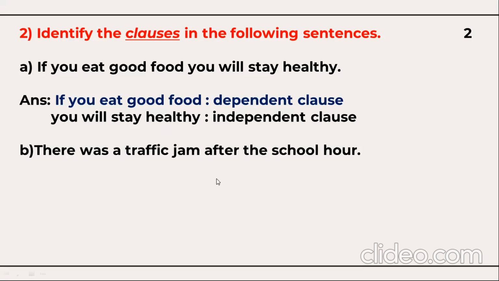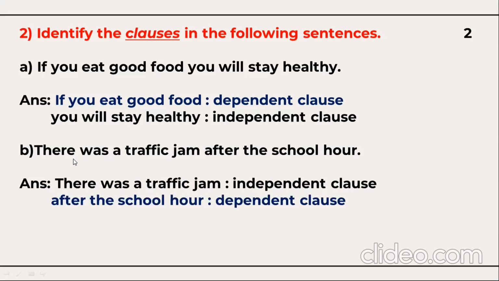Similarly, there was a traffic jam after the school hour. So there was a traffic jam is the independent clause, the main clause. After the school hour is the dependent clause. So this is how you need to mention which is dependent and which is independent. Clauses have a weightage of 2 marks, and I have already done videos on prepositional phrases and clauses. You can see the links in the description box.